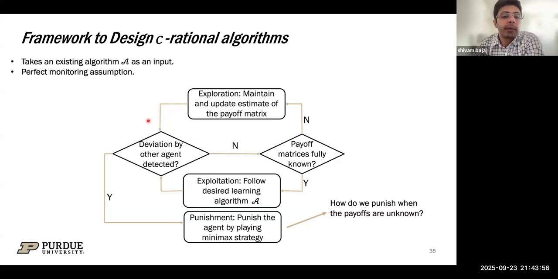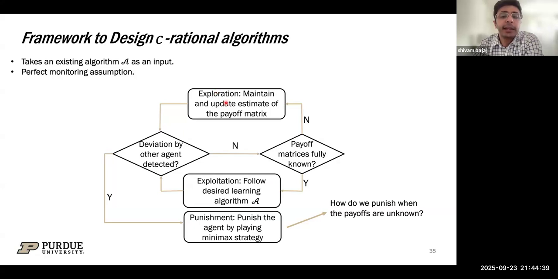And after a certain time interval, every agent will check if the other agent has deviated from the algorithm or not. Okay, if not, and if the payoffs are still not known, they go back to this exploration phase and this continues. Now, suppose the payoffs are known by the agents, they enter the exploitation phase, where the idea is that the agents will choose the actions based on the algorithm which was given as an input. So for example, if fictitious play was given as an input, then the agents will choose actions according to fictitious play in this exploitation phase. And again, after a certain time interval, they will check if the deviation has occurred or not. If not, they go back to the exploitation phase.